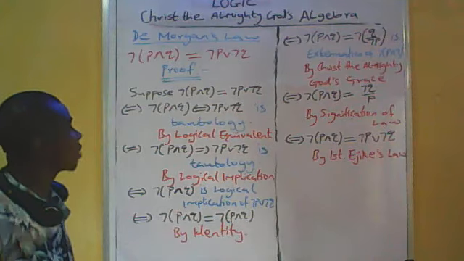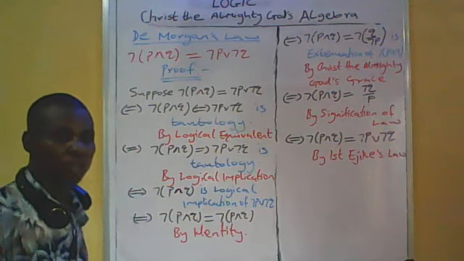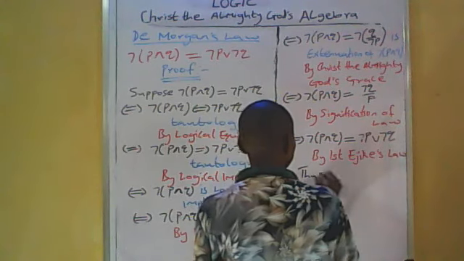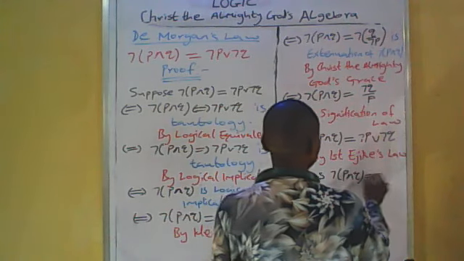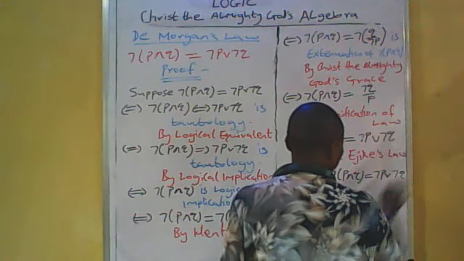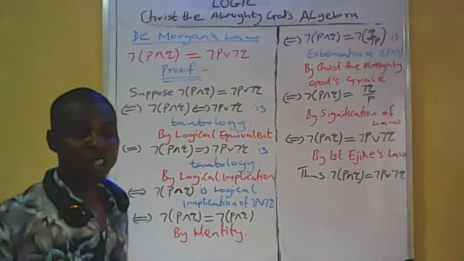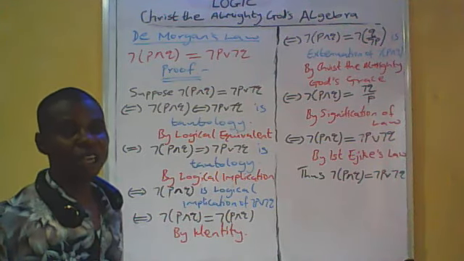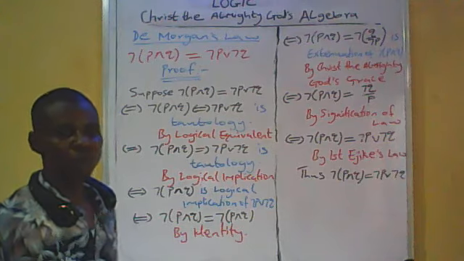So we have now proved the statement that not bracket P and Q is equal to not P or not Q. We then say thus, not bracket P and Q is equal to not P or not Q. Since the statement is law, we are going to prove also the converse, so that by principle of externality, we then establish that not bracket P and Q is equal to not P or not Q is De Morgan's law.